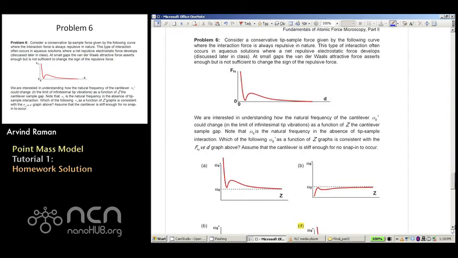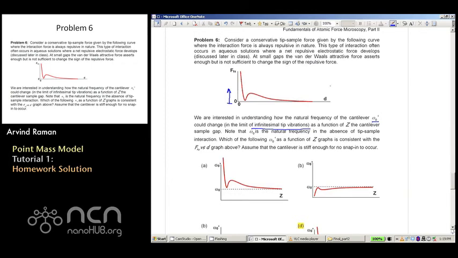Finally, we get to problem 6, which is dealing with the conservative tip-sample interaction force, which is always repulsive in that the value of the interaction force is always greater than 0. But we want to understand how the natural frequency of the oscillator omega naught prime would change as you come close in the limit of infinitesimal tip vibrations. Now, the intent of this problem is to kind of emphasize the fact that it's not the fact that the interaction force is repulsive or attractive.